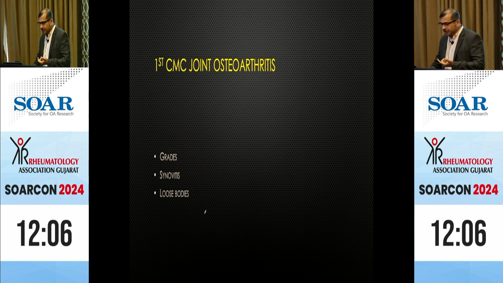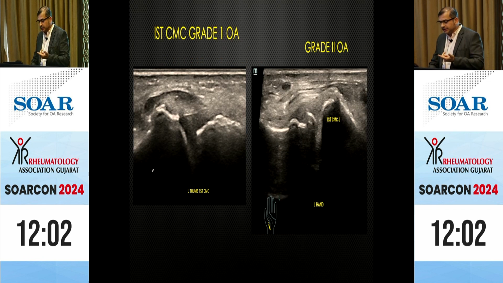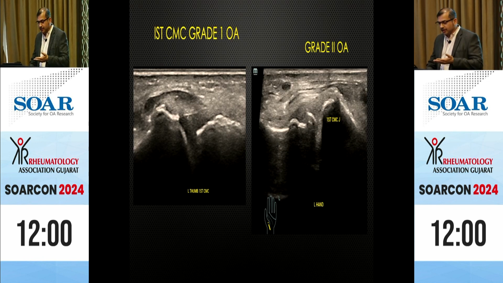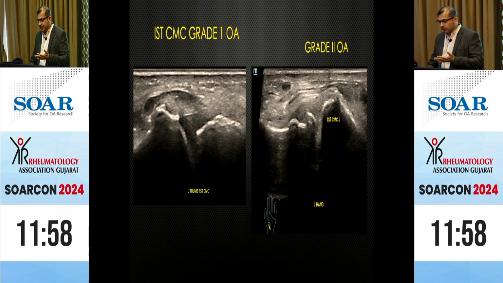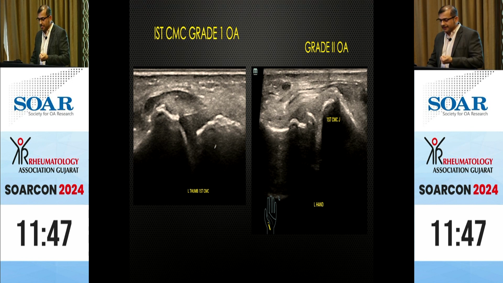So first CMC joint OA, what all do we see? We first see a joint which is widened. It is showing these degenerative osteophytes. So definitely we see a little more than the X-ray, and we see widening of the joint space, early changes of OA here in the first CMC joint. That's the base of the first metacarpal, and that's the trapezium.